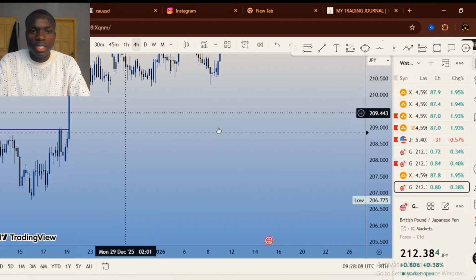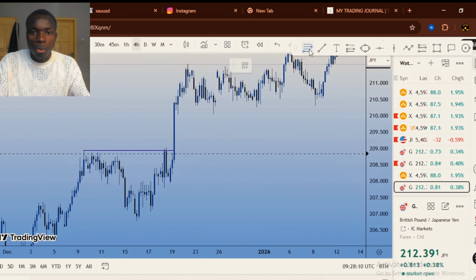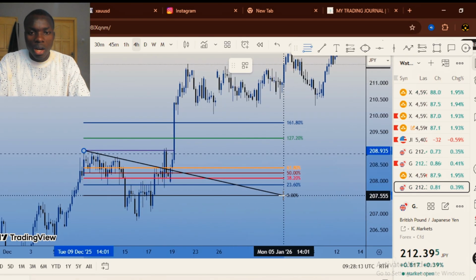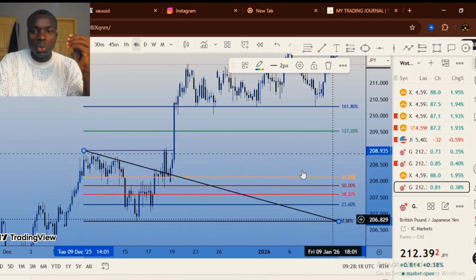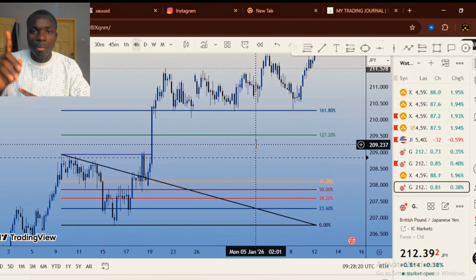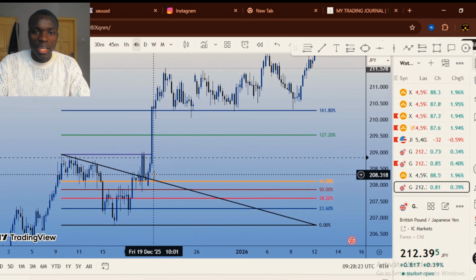Breakout structure, I have it here. It means it's going up, and I take my Fibonacci. I want to see where it's going to pull back from. Is there going to be a pullback that will help me get in on a buy? Because right now I can't get in on a buy here, it's already going.